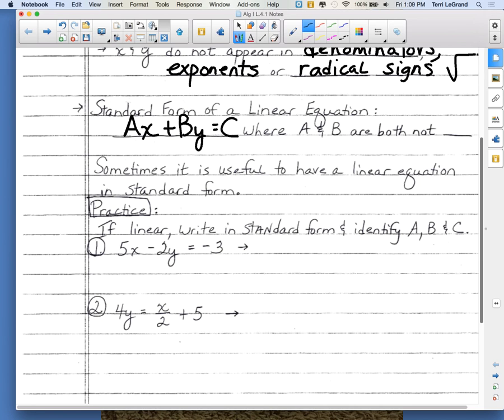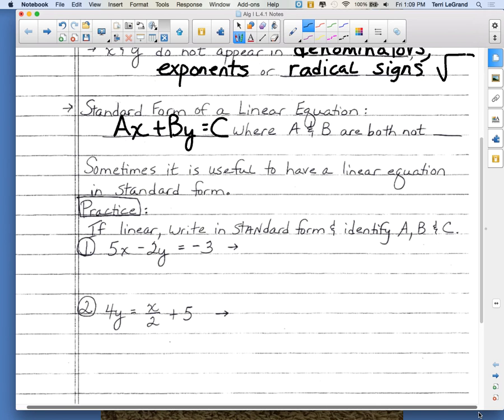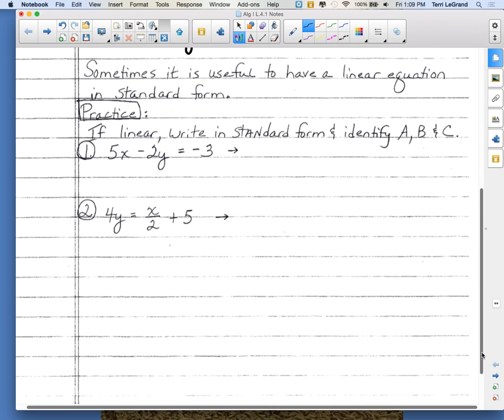And one of the things that's really important is you've got to have either an x or a y, or you can have both of them, but you've got to have at least one of them. So A and B cannot both be 0. If A and B are both 0, that means you don't have any x's or y's. You must have at least one or the other. Okay, so sometimes it is useful to have an equation in standard form, and we're going to learn those ways. So that's why we're going to learn today how to put it in standard form and identify the A, the B, and the C value.